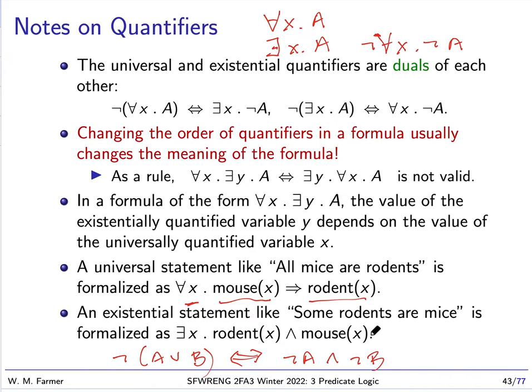Now the one thing to notice here is that when I did this conversion, here I needed an implication, here I needed a conjunction. So with a universal statement of this form, if you're going to turn it into for all x ranging over all the individuals, we've got to put an implication here. Here in this case, we have to put a conjunction.